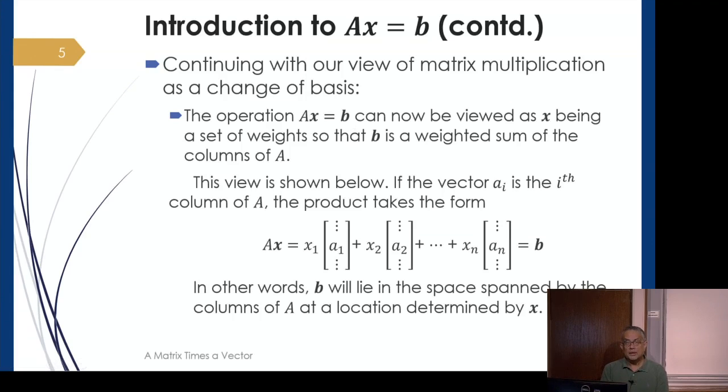So how do you interpret this? The vector B will lie in the space spanned by these basis vectors at a location determined by X. These are the basis vectors, A1, A2 through AN. X1, X2 through XN are scale factors that effectively determine the value of B. So that's another way of thinking about a product of a matrix with a vector in the form AX equal to B.